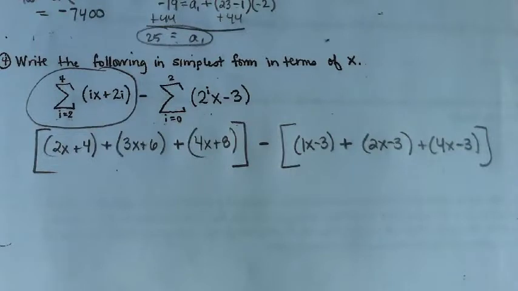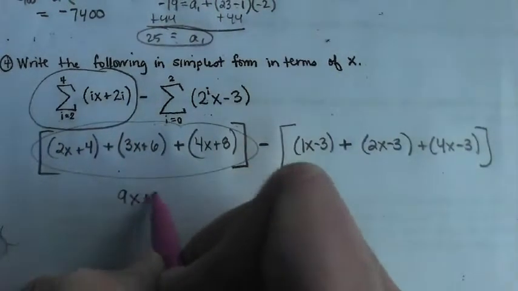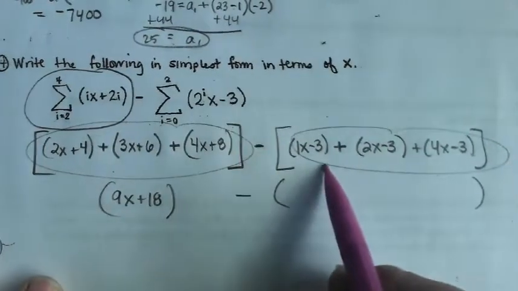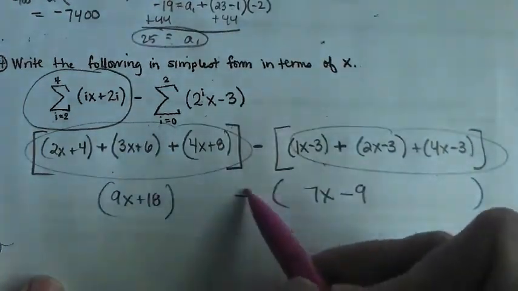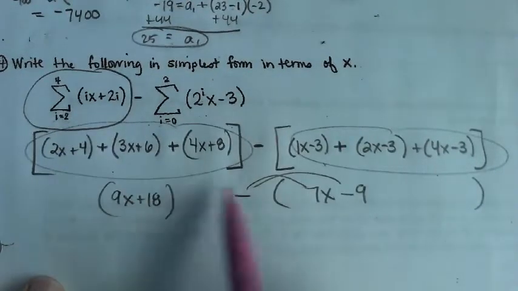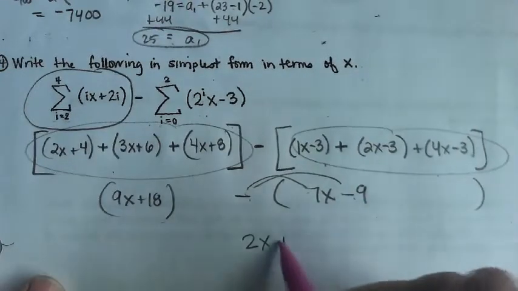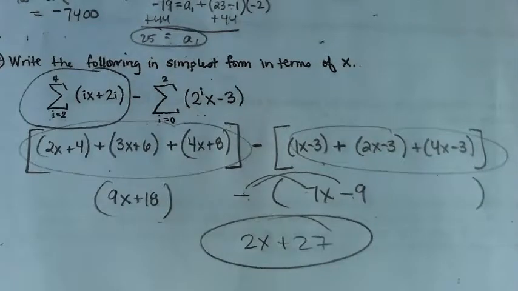Annoying algebra. I would recommend adding these together first for a total of 9x plus 18 minus, add all these together first for a total of 7x minus 9, and then distribute your negative. So 9x minus 7x is 2x. 18 minus a negative 9 is 27. So they ensure that you know how summation notations work by throwing variables in there.